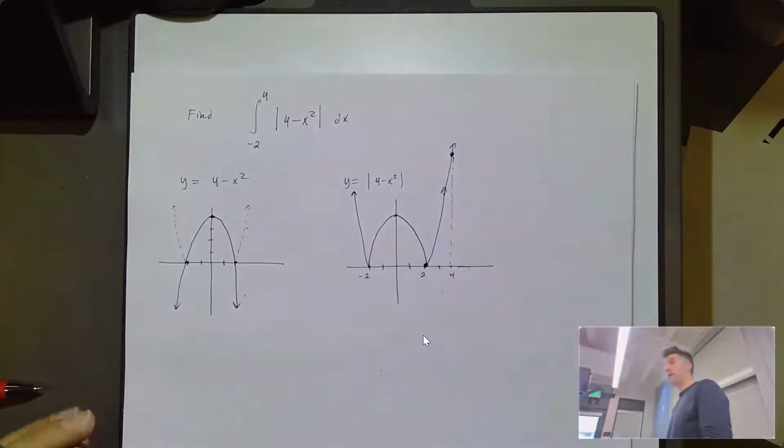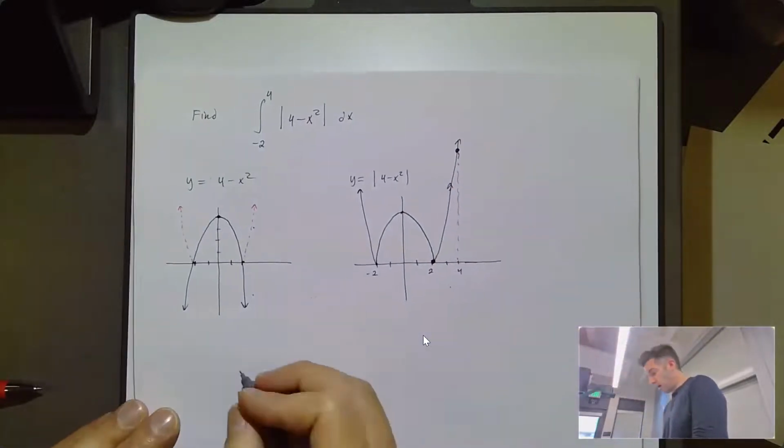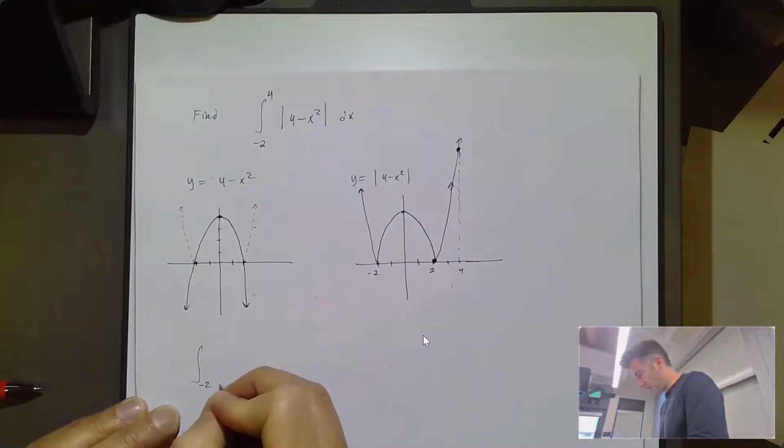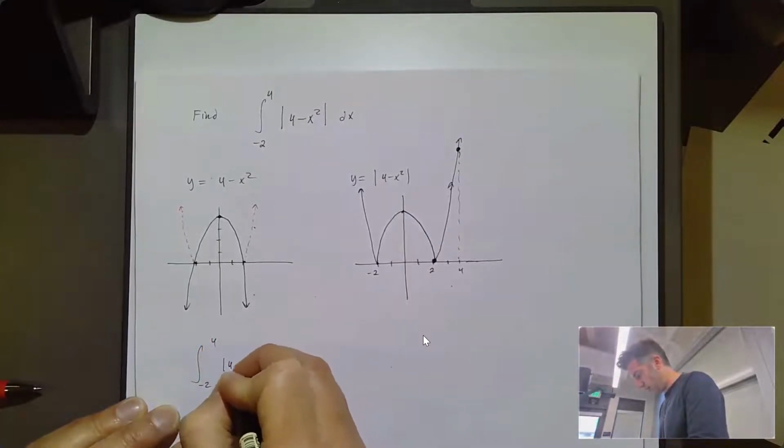Here I really do have to break it up. So I have to say, well, the integral from -2 to 4 of the absolute value of 4 minus x squared.